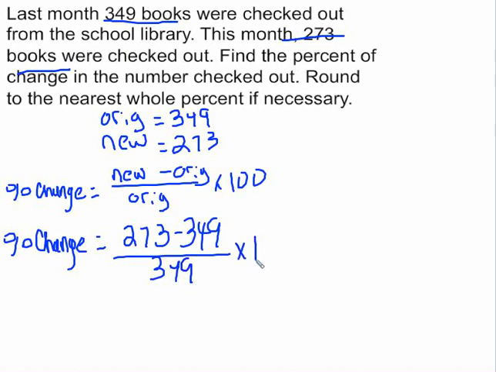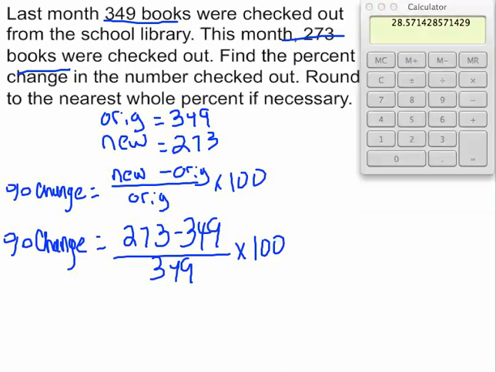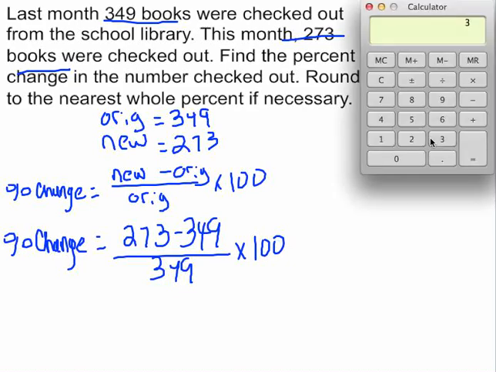multiplied by 100. So again, let me grab that calculator, clear it out, and I'm going to do 273 minus 349. I know that's going to be a negative 76. I'm going to divide that by 349, and then I'm going to multiply that by 100. So I know my answer is going to be negative 22%. Okay.